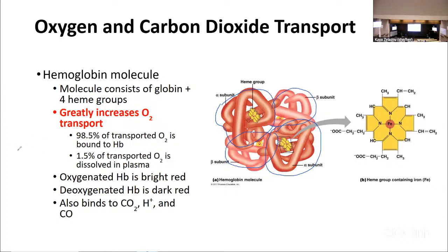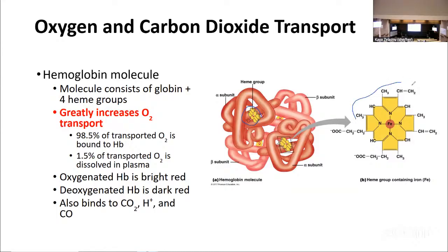So that's the protein part, right? That was a string of amino acids, a polypeptide that then folded itself into all these cool shapes, making this globular globin piece. And then we have the heme group nested inside. So here's our heme group.